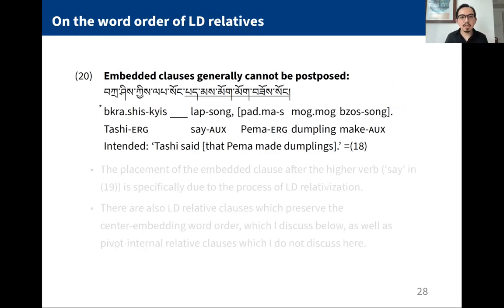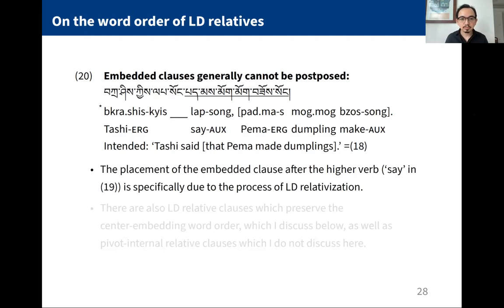Now let's talk a bit about the word order, the interesting word order that we saw. Just to show you a related baseline, embedded clauses generally, as we saw, get the center embedding word order. Like in Japanese, these embedded clauses cannot be postposed as in 20, so that's ungrammatical. And therefore, the placement of the embedded clause after the higher verb, like in the long distance relative that we just saw, must specifically be something due to the process of long distance relativization.